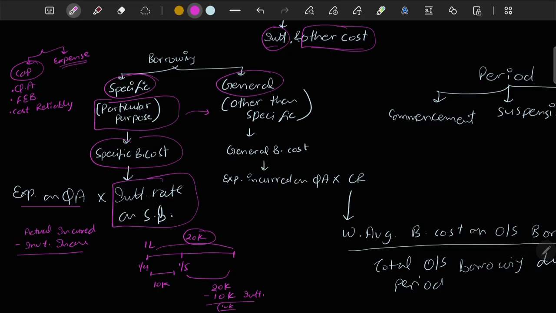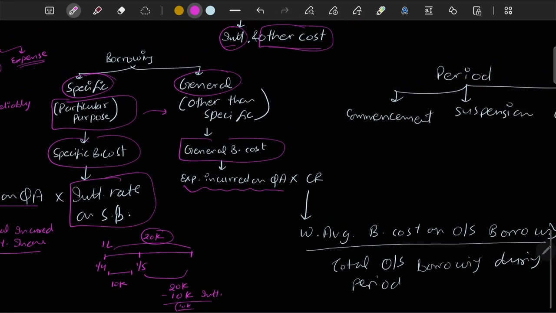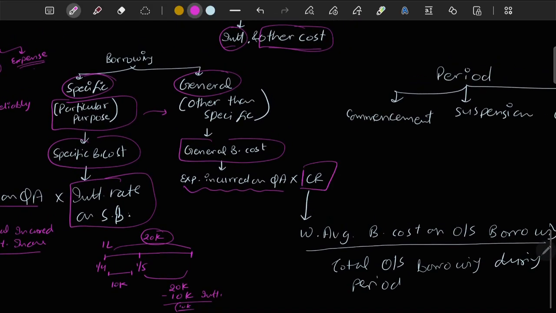Now the next is general borrowing cost. How will we calculate general borrowing cost? In general borrowing cost we have expenditure incurred on the qualifying asset during the period and then we have to find the capitalization rate. So these are general borrowings. Let us say we have 4 general borrowings, like working capital loan, other loans, whatever. So like 1 lakh at the rate 5%, 2 lakh at the rate 3%, 4 lakh at the rate 7%. So we have a number of borrowings. These are general borrowings which are not taken for any specific purpose. Also these include specific borrowings whose purpose has been accomplished.